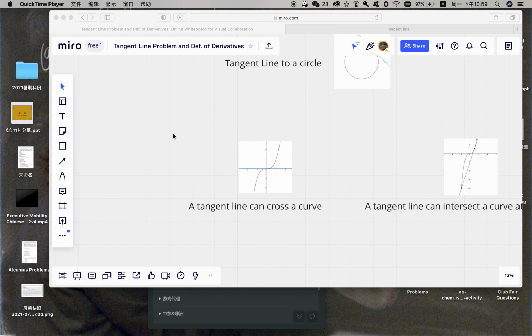So if you draw the tangent line of y equals x cubed at x equals 0, you can pretty much see that the tangent line is simply y equals 0. This y equals 0 crosses the curve at x equals 0 because you can see that the curve y equals x cubed is negative for x less than 0 and positive for x greater than 0.